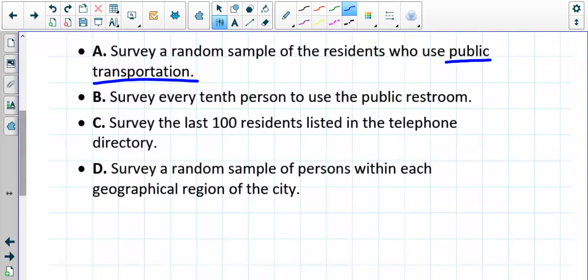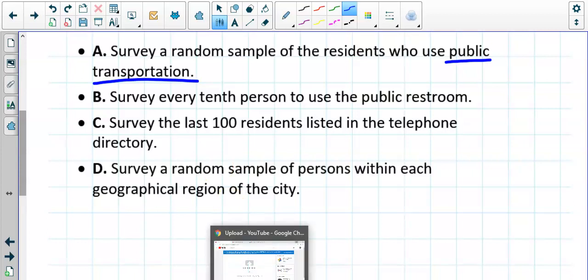Again, surveying the last 100 residents, those will be all people that have Z's in there. And some of them may drive, some of them may not, some of them are probably not going to care. So is this the best representation of the city's residents? No. Again, you're only looking at those that are Z's in the phone book.